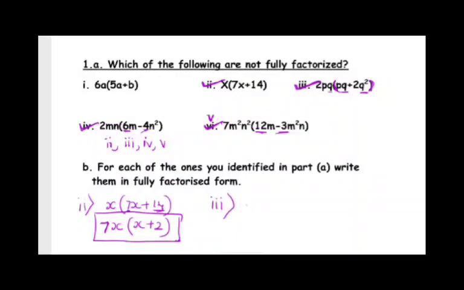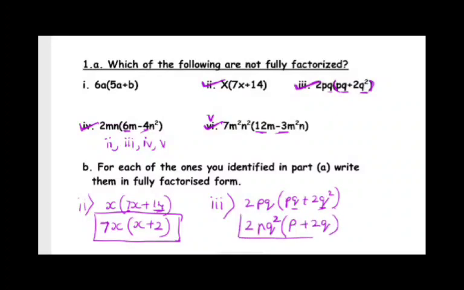Here we have 2pq plus 2q square. So we have 2 still featuring in both the monomials, so we could bring this q out. There's already a q, so I'll bring one more q out, so it becomes q square, and here within it becomes p plus 2q. Now fully factorized.